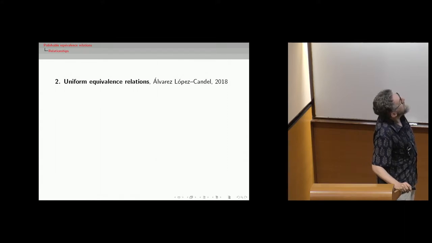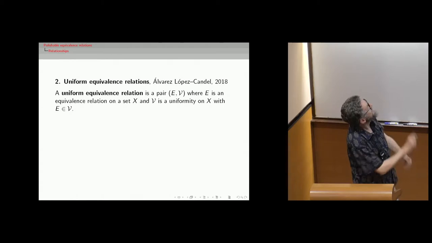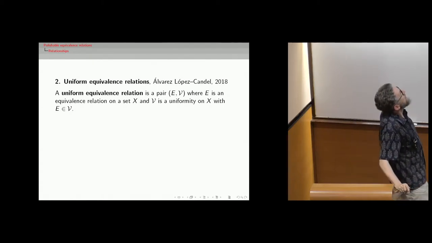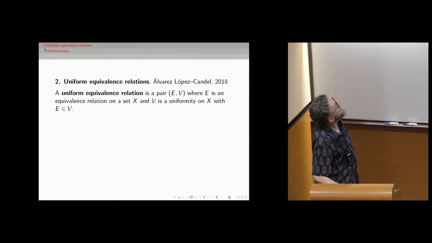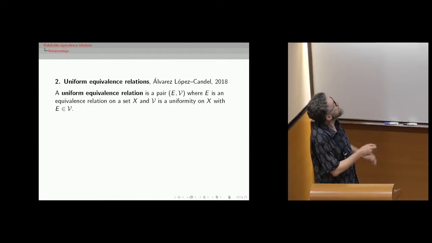No, Alvarez, Lopez, and Candel. So what they looked at, this was just a sort of side issue there, but they did look at equivalence relations; they called them uniform equivalence relations. They look at a pair, an equivalence relation and a uniformity on a set X, and the equivalence relation was uniform if E was an element of the uniformity.